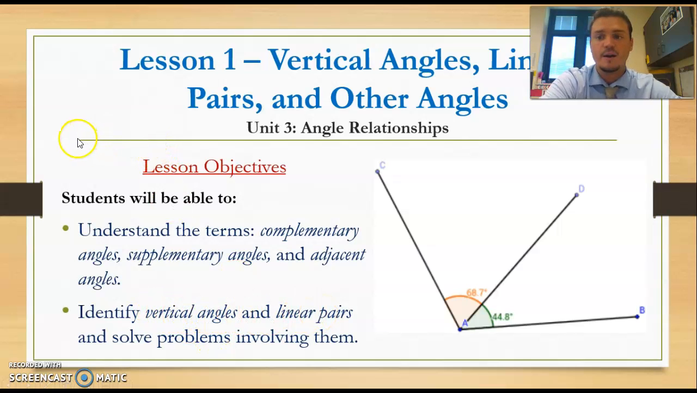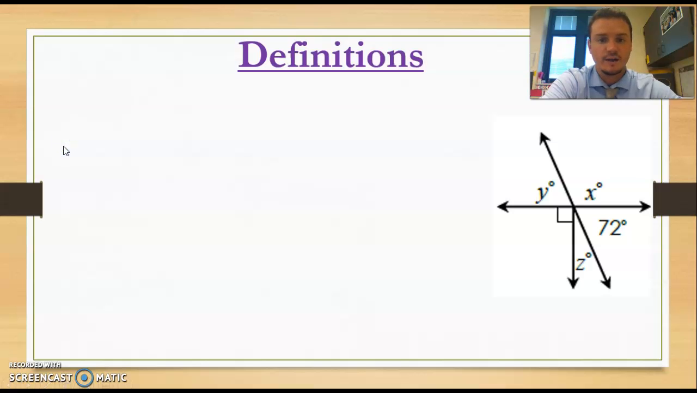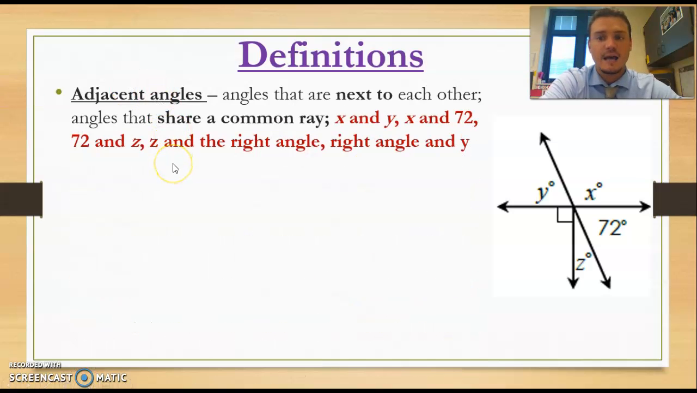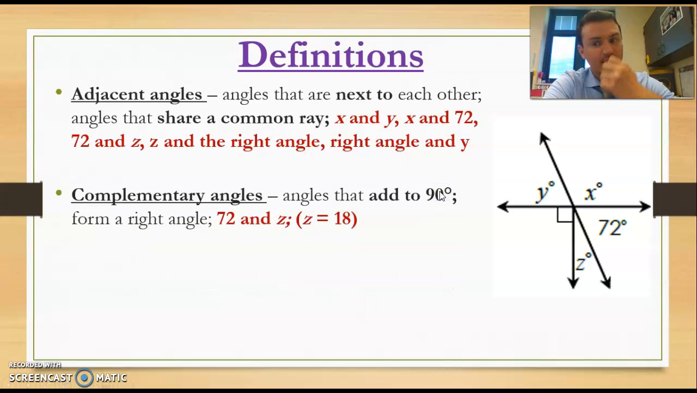So we're just going to jump right into some definitions real quick. So first things first is adjacent angles. Adjacent just means next to. So when we're talking about adjacent angles, we're talking about angles like X and Y here. These angles are right next to each other. X and 72 are right next to each other. 72 and Z. This Z angle and this 90-degree angle, and then also the 90-degree angle and the angle Y here, the right angle. Adjacent just means angles that are right next to each other.